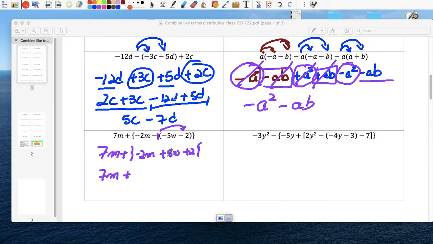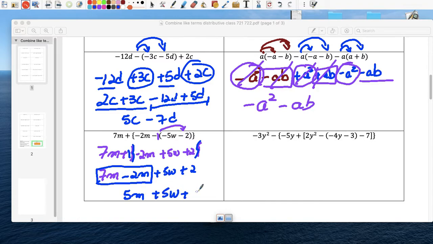So -2m, can I combine that with anyone? No. They behave like parentheses. Let me put it in blue. So imagine, again, there's an invisible 1 right outside there, and then we're going to do the distributive property to allow us to remove these braces or brackets. So +1 times -2m is -2m, positive 1 times 5w is just 5w, and 1 times 2 is just positive 2. So they came out exactly as they were inside, because what was outside was 1. Now I can combine these two, and look at that, they're next to each other, so I'll get 5m plus 5w, and our constant 2.